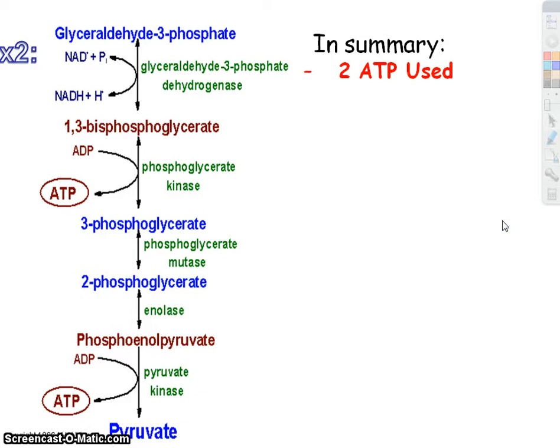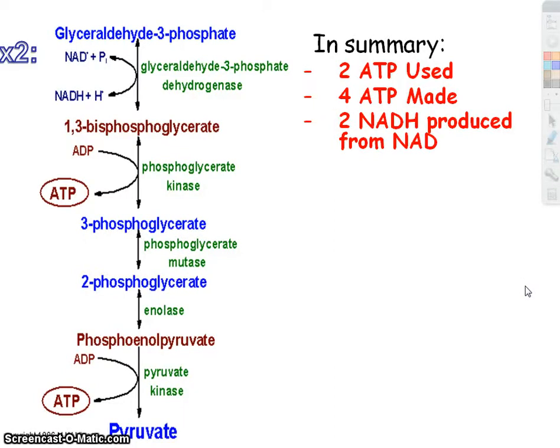So in summary, it costs 2 ATP to start this. That's called the priming of glucose, the investment part. But you make 4. So a question you could be asked on the test will be, how many net ATP are made by glycolysis? 2.